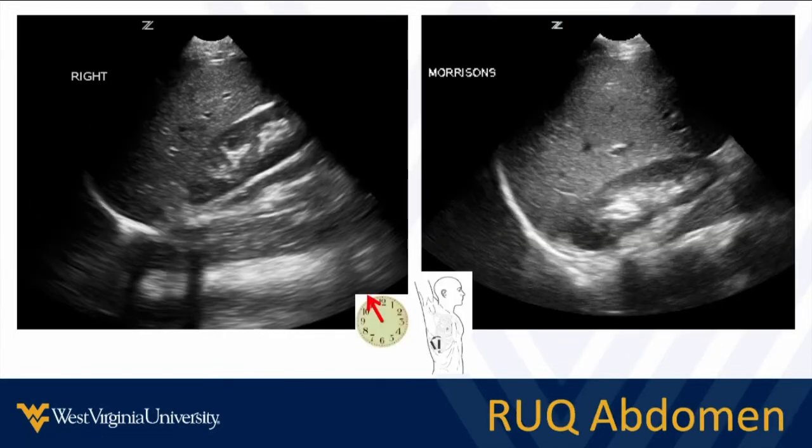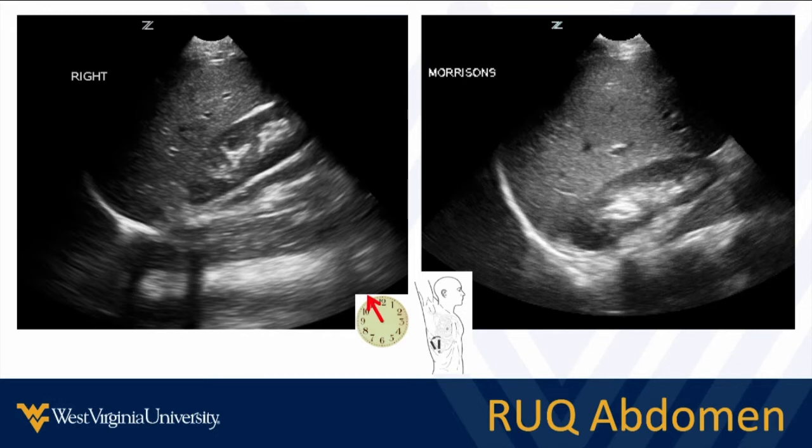And then as we're talking about the right side, the right upper quadrant, we definitely want to identify Morrison's pouch because that's a common area of fluid accumulation. But we will want to examine the abdomen all the way down past that liver tip and past the kidney into the paracolic gutters to look for fluid.